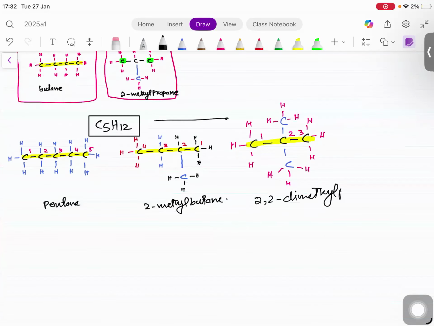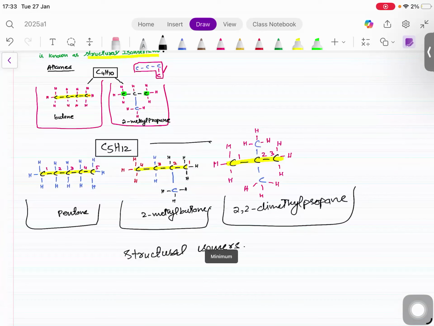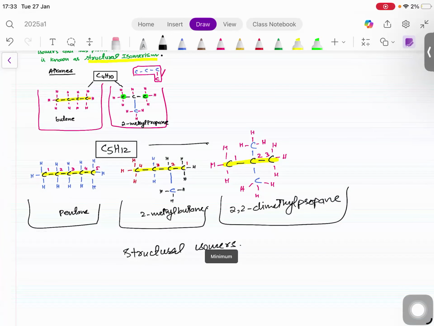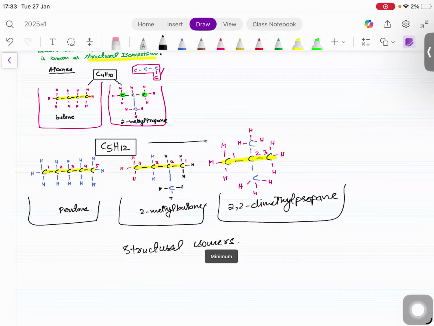2,2-dimethylpropane. I'm just writing the name to let you know that these are three different compounds with three different names, having one thing in common. That is what? Molecular formula. And they are known as what? They are known as structural isomers. These are known as structural isomers, right?